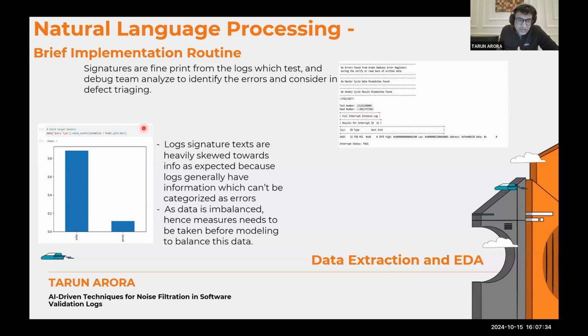Now, generally, when we try to analyze this kind of data, you will probably see that the data coming from the logs is always highly skewed, which means 90% of the data is always info, whereas maybe 5 to 10% of the data is error, right? That's why we were saying that this is a problem of imbalanced data, and it has to be handled while we do the modeling and so on. So this basically comes under a process which is called data extraction and the EDA process.